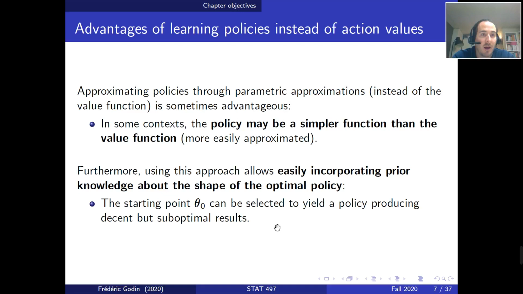Okay, so if you're teaching a robot how to walk, well, basically, you know that when both legs are on the ground, it makes sense to raise one leg, and if one leg is up, then you should put it down before raising the other leg. So you have these ideas about the policy that you can incorporate in your initial parameters. So sometimes, for this reason, it can be another reason why learning the policy directly might be easier.